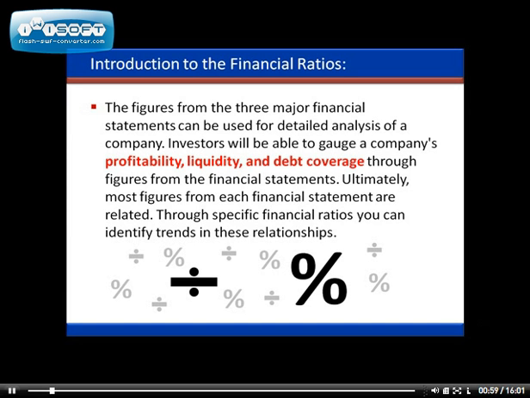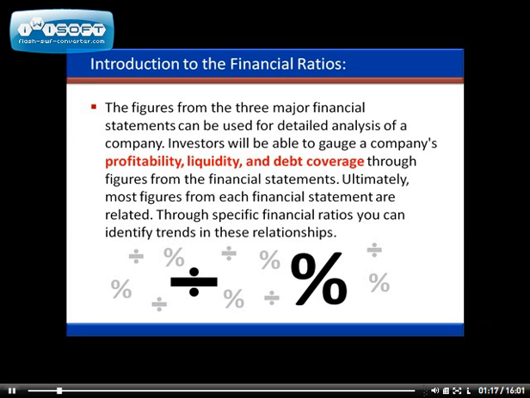The financial ratios are derived from the three major financial statements. They are derived from the balance sheet, the income statement, and the statement of cash flows. And they can be used as a detailed analysis of the company.